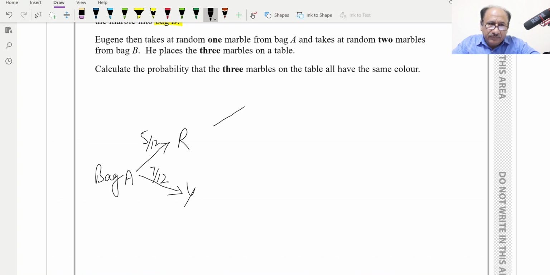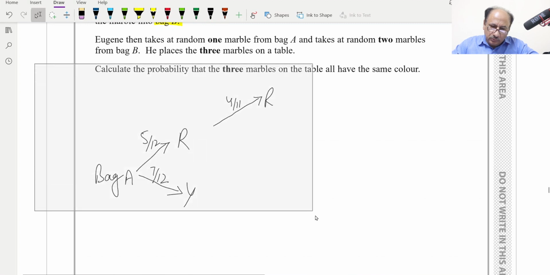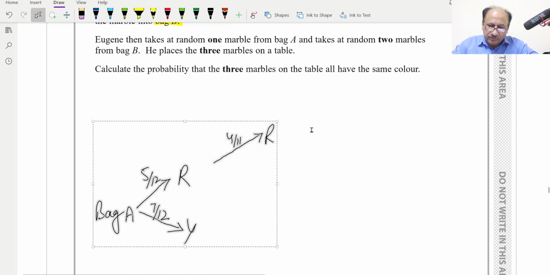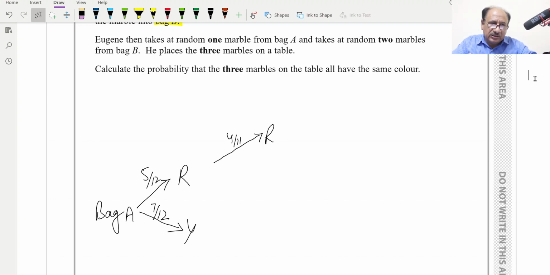So probability can be, this one can be red and its probability will be 4 over... if for example red is shifted to bag B, so remaining will be what? Remaining will be 4 red, so this probability will change to 4 over 11 if red is shifted. Now I'll just move this whole thing a little down over here, so I have space to write. So this situation is basically after transfer.